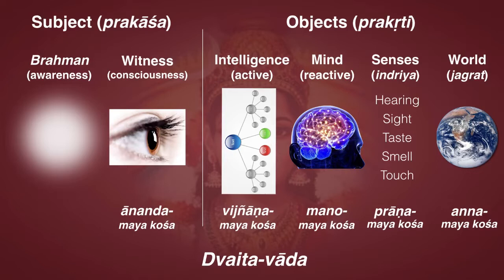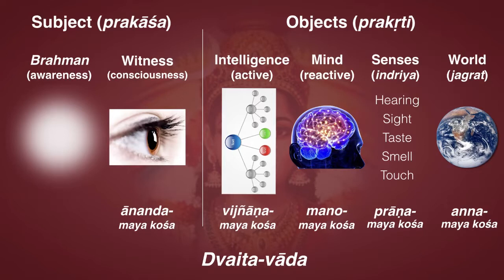So in the beginning, the object is bliss. So this is called the ānandamaya kosha, which means the bliss sheath or body. What other objects does consciousness have? Well, it has intelligence, which is active mentality. And this is called the vijñāna-māyā kosha. Then it has mind, which is a reactive mentality. And that's called the mano-māyā kosha.